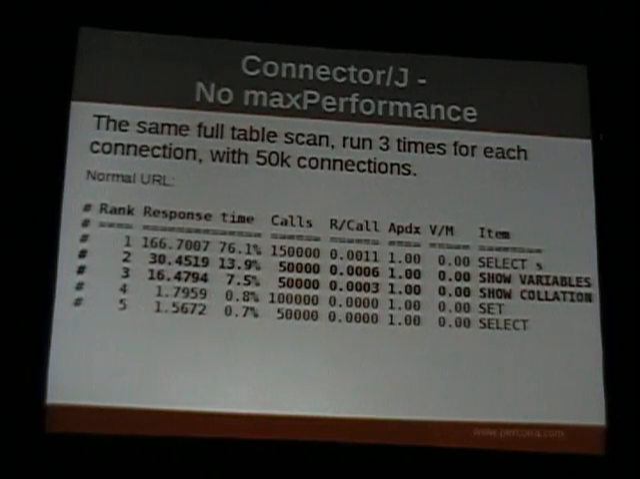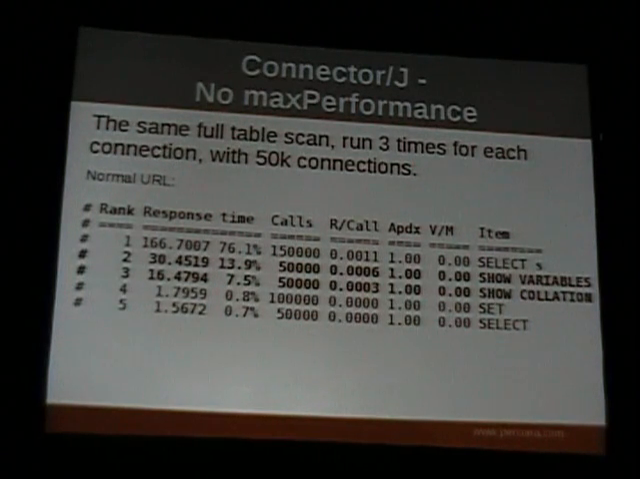Here's what happens. We kept the same table and the same full table scan, and ran the query only 3 times from each connection, but this time with 50,000 connections. And what happens is the show variables and show collation now run 50,000 times and take up to 21% of the execution time. That's 20 servers in our 100 server setup. That's 20 servers you're saving. You're really paying your salary with that.